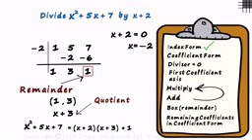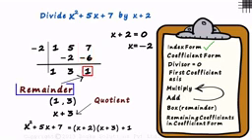Let's quickly review the process. After the index form, we wrote the coefficients here. We equated the divisor to 0 and wrote the value of x here. Wrote the first coefficient as is. Multiplied these two numbers and wrote the product here. Added these two numbers and wrote the sum here. As it's not the last term, we multiply these two numbers and write the product here. And then we added these two numbers to get 1 as the sum.